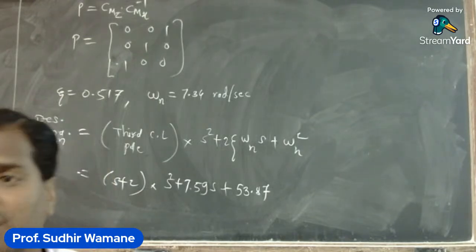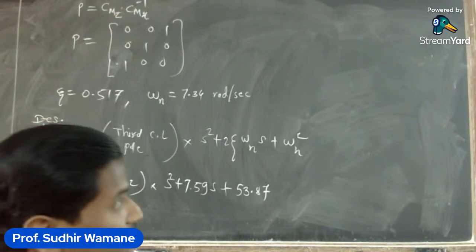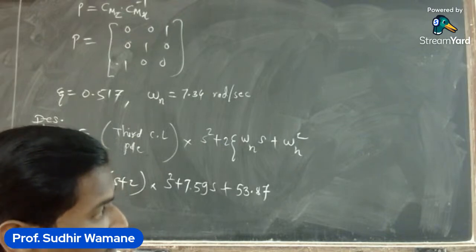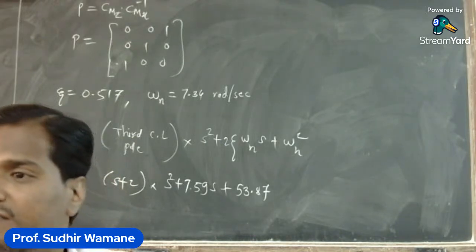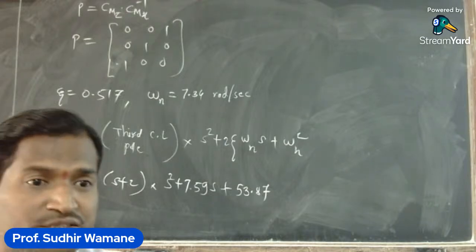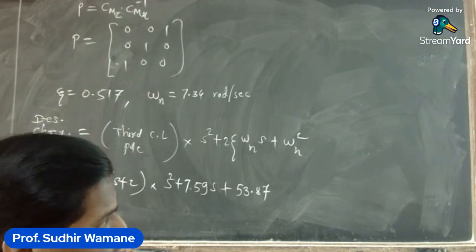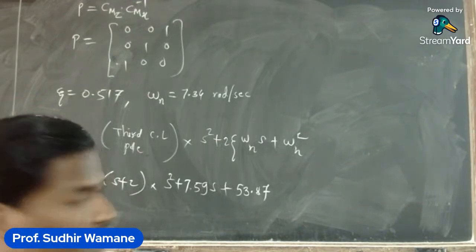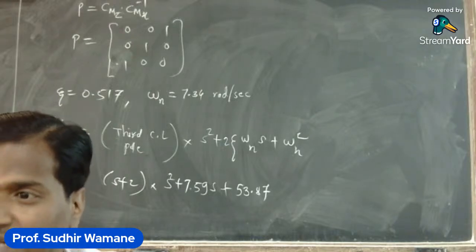Just compare equation 1 and 2, that is the desired characteristic equation and the actual characteristic equation. By comparing, you can see the s square term: 8 plus K3x is equal to 9.59. The s square is a term, right? That's correct.